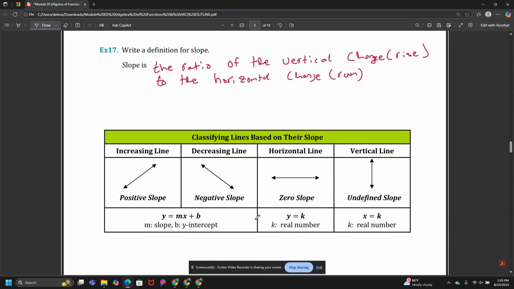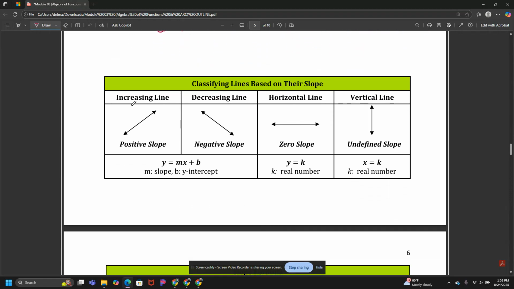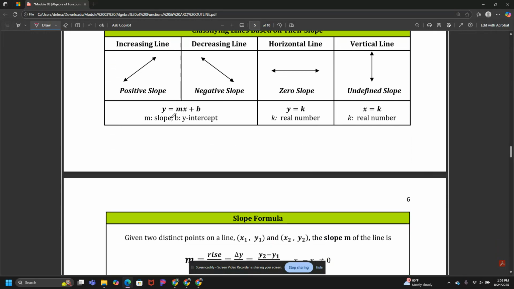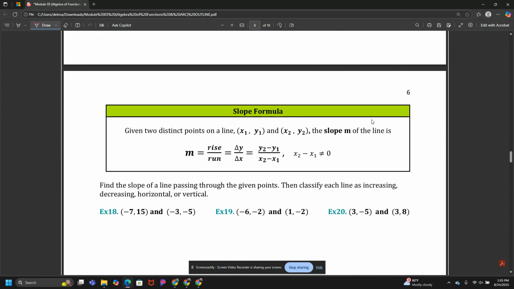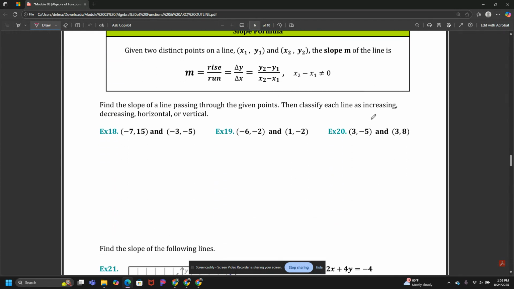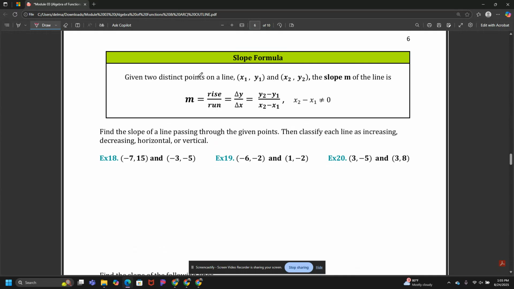Okay, so here's the types of slopes. We can have an increasing line, which is a positive slope, a decreasing line, which is a negative slope, a horizontal line, which does not have a slope, and a vertical line, which has an undefined slope. y equals mx plus b. m is your slope, b is your y-intercept, k is any real number. Our slope formula is given.